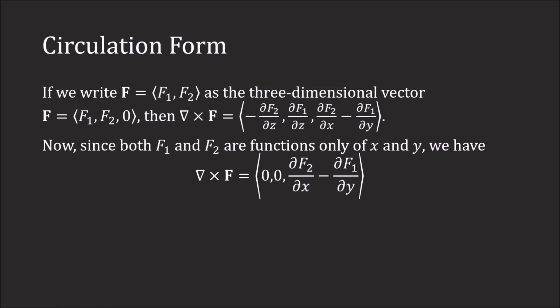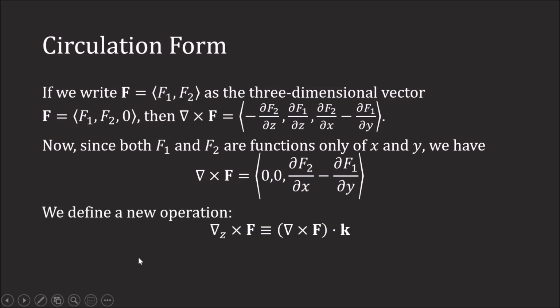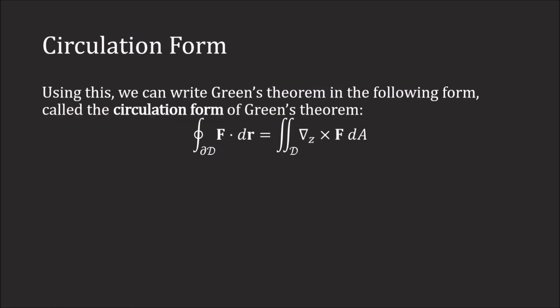We define a new operation, call it del z cross f, to be del cross f dotted with k hat. Notice what that's going to do is it's going to give us 0, 0, and then whatever the k component happens to be. Using this new operation, we are able to write Green's theorem now in this form. And this is known as the circulation form of Green's theorem.